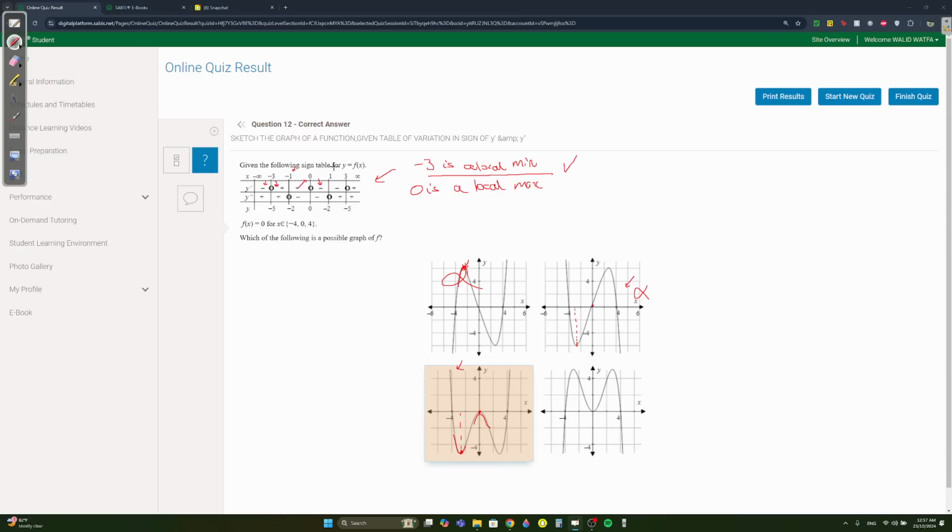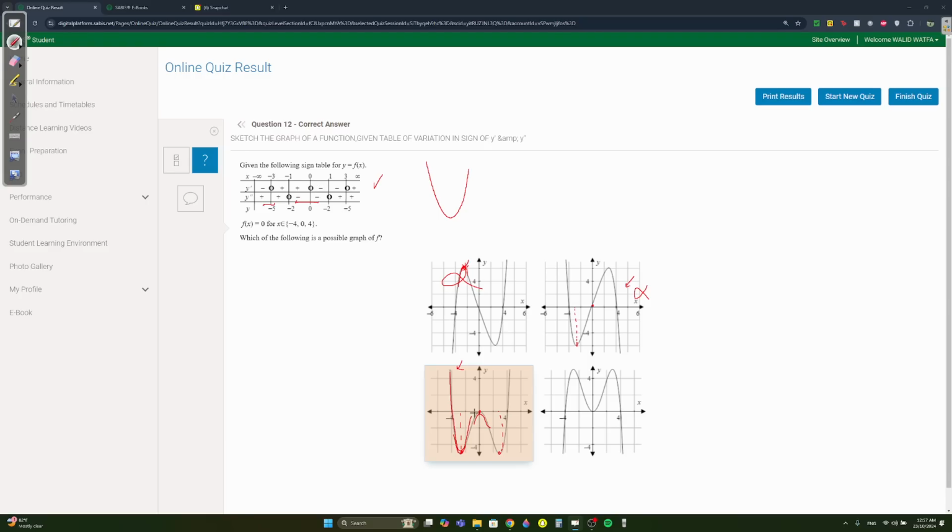Okay, let's check some other things. 3 is also a local minimum because it was decreasing and increased. So we go to 3. Is it minimum? Yes. Okay. Now let's look at the second derivative. Second derivative tells us what? Tells us concavity. So it's concave upwards before minus 1. Concave upwards looks like this because this is a parabola, positive parabola. Does it look like this? Yes, it does.